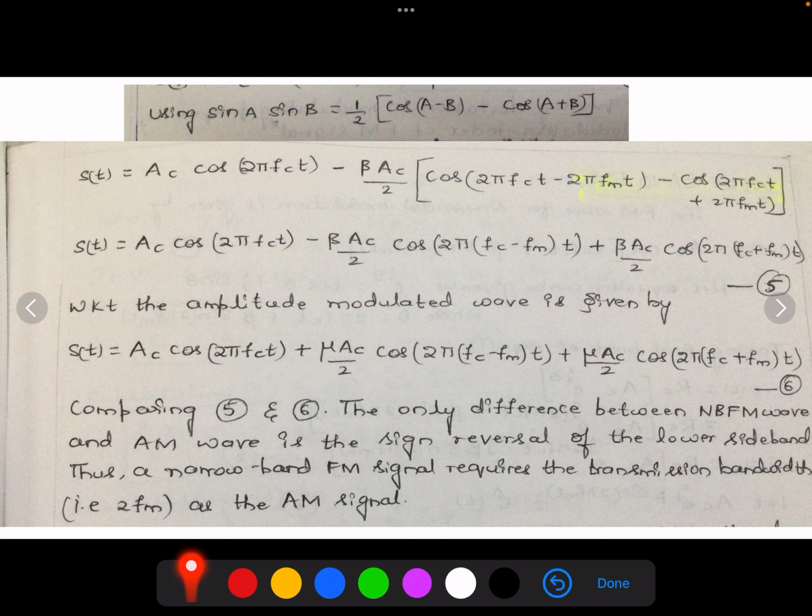If you observe this equation, the only difference between this narrow band FM wave and this AM is just the sign reversal. Here it is minus, here it is plus, here it is plus. It is just the sign reversal of the lower side band. So thus we can say that a narrow band FM signal requires a transmission bandwidth which is the same as that of your AM signal. So what is the bandwidth occupied by the AM signal? It is 2 times fm. So narrow band FM also occupies the same bandwidth, 2 times fm.